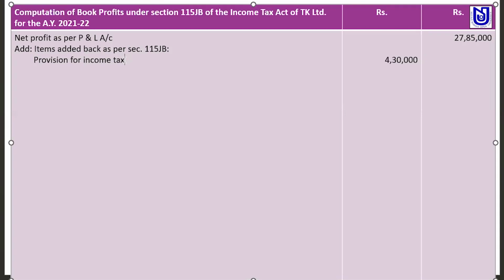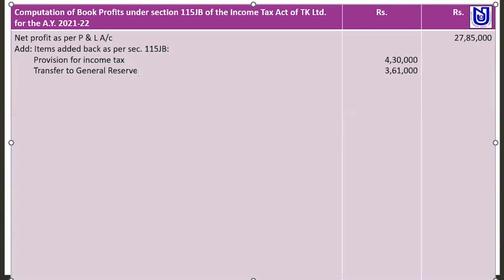Then transfer to reserve. You see we have seen here any amount carried forward to any reserve other than special reserve under 33AC. So this is not 33AC, it is a transfer to reserve. So this item has to be added back. Transfer to general reserve. The figure is shown here. How much? 3,61,000.